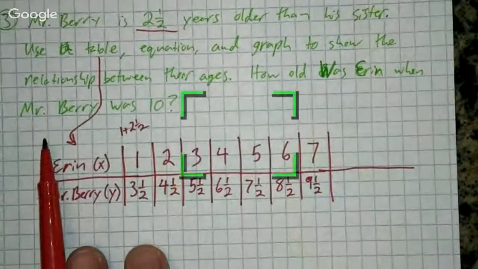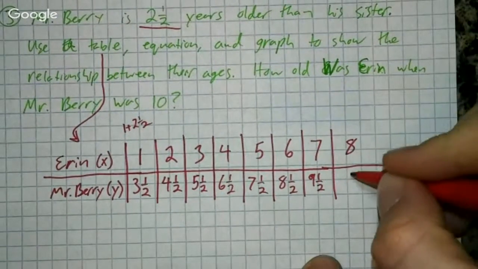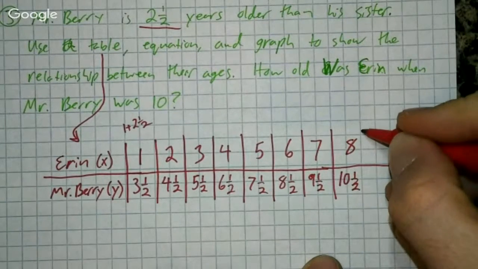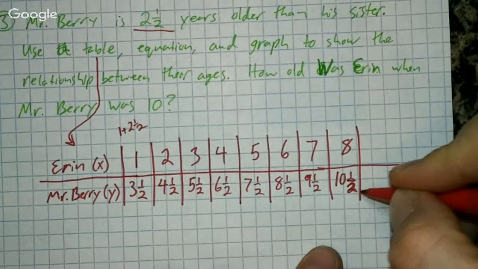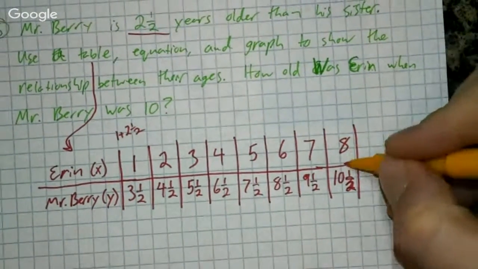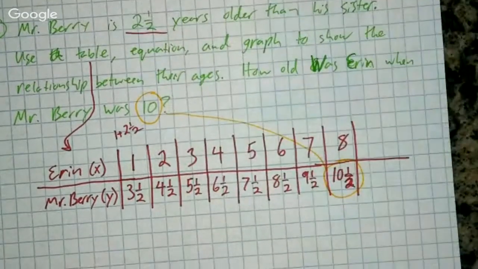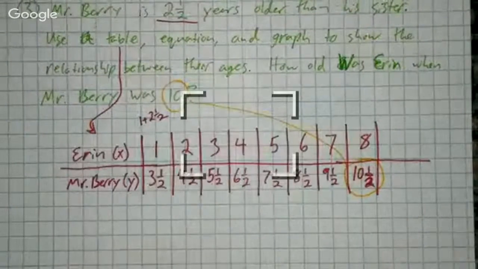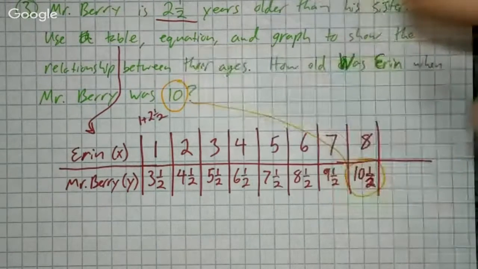Okay, so we're getting pretty close to what we wanted. How old was Erin when Mr. Berry was 10? We're getting close. So now let's say 8, 10.5. Wait a minute. Now we're kind of stuck here, right? We were looking for when Mr. Berry was 10, and now it just says 10.5. So as you can see, the reason we have more than one way to view a relationship is because sometimes it's not going to give us exactly the right answer.